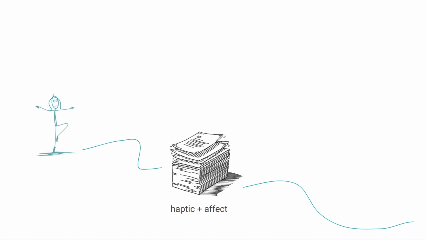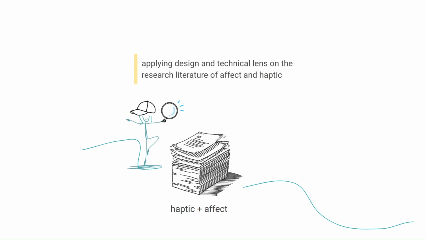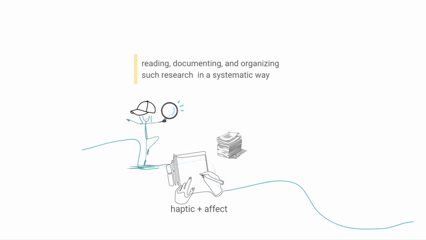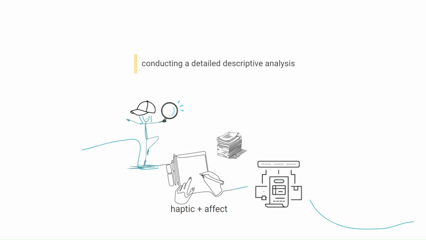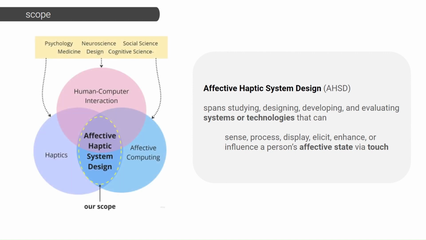So as a haptician situated in HCI methods and interested in affective computing, I decided to look at this field through a design and technical lens, trying to figure out a holistic way to learn about it. So I began my quest of reading, documenting, and organizing research in a systematic way for us to carve out well-informed problems to solve. And in this pursuit, we conducted this immensely detailed descriptive analysis, identifying the field of affective haptic system design situated at the intersection of HCI, haptics, and affective computing.